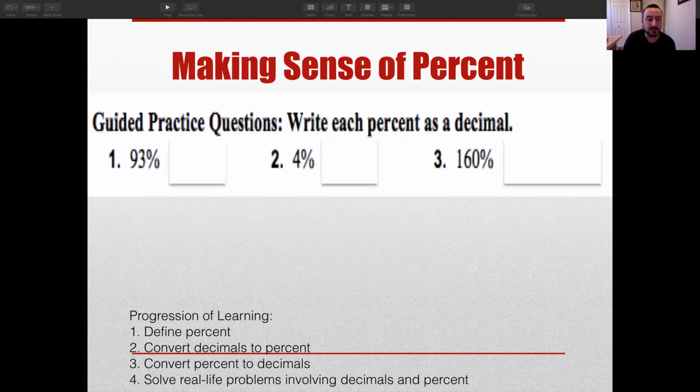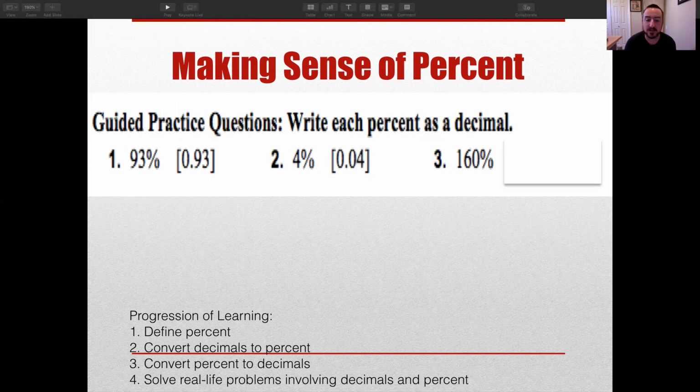Alrighty, so 93%. Remember, 3 would be in the hundredths place, 9 would be in the tenth place. This one's pretty straightforward. This would be 0.93. 4%, this is like the problem we just did. We had 9 out of 100 squares red. 4%, you might think is 0.4. But remember, 4 has to be in the hundredths place. It's 4 out of 100 for 4%. So that would be 0.04.